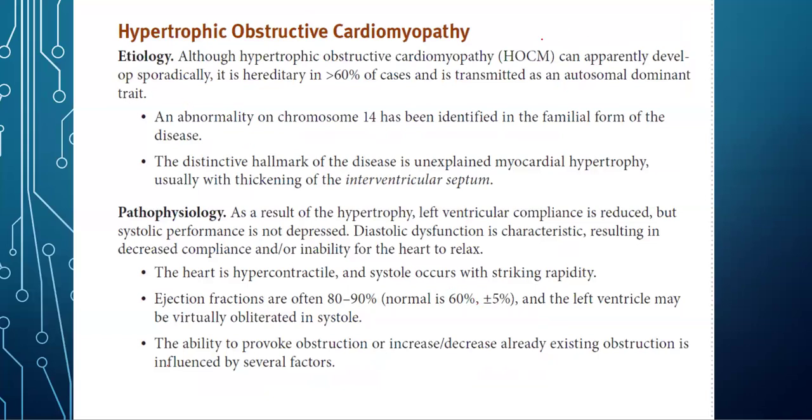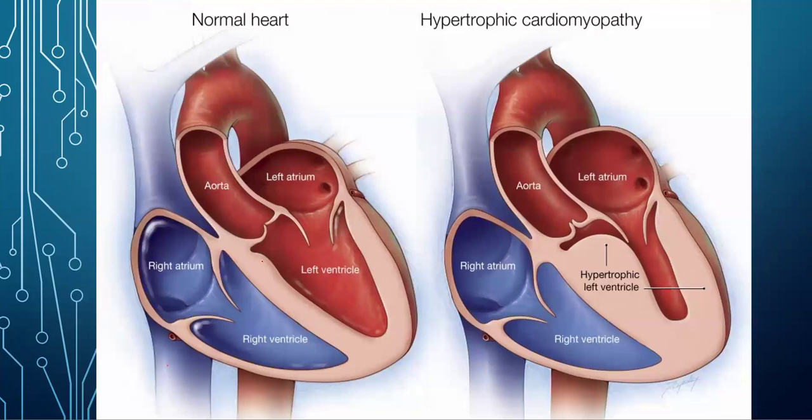Next is HOCM, or hypertrophic obstructive cardiomyopathy. This is commonly asked in the exam. So in HOCM, what happens is that you can see that this is the septum, right? The interventricular septum, which separates the right and left ventricle. In HOCM, this septum gets hypertrophied. You can see how big it is.